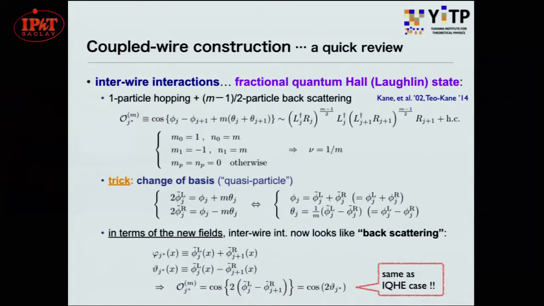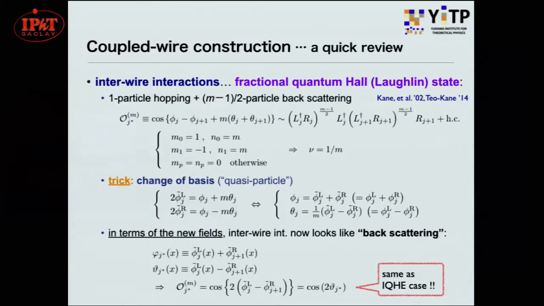So what about a fractional case? You can play a similar game for a Laughlin state. Now we introduce this interwire interaction. In the previous example m equals 1, but here we have a non-trivial m. This corresponds to a choice of m and n here. And if you plug everything into the formula for the filling fraction, we get 1 over m. So this should describe the Laughlin state.